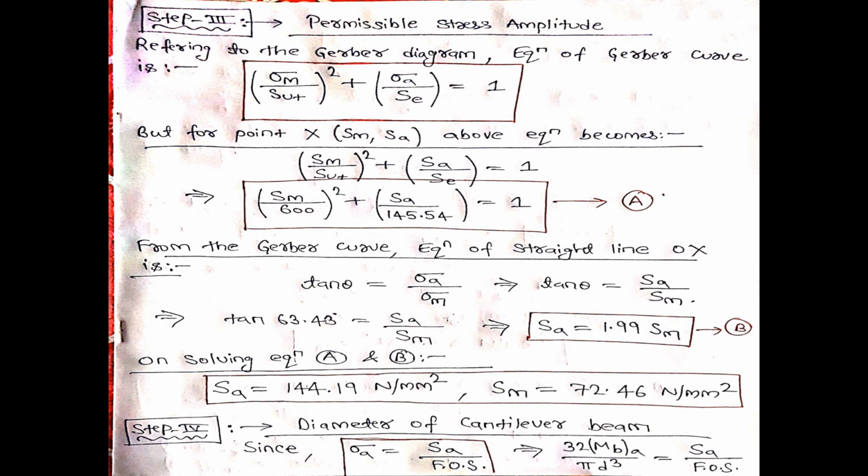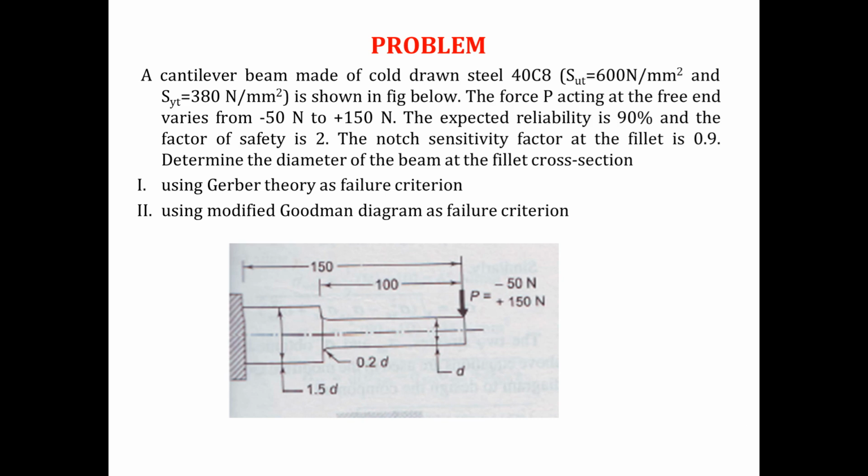Fine. Okay. So we have calculated the value of SA, we have calculated the value of SM, we are done. Now the last step is we need to find out the diameter of the beam. If you see this problem, a fluctuating load is acting, and when a fluctuating load is acting, then definitely that problem will fail by fatigue.